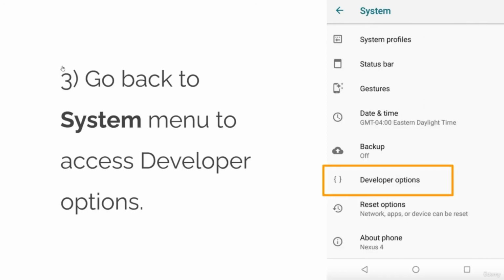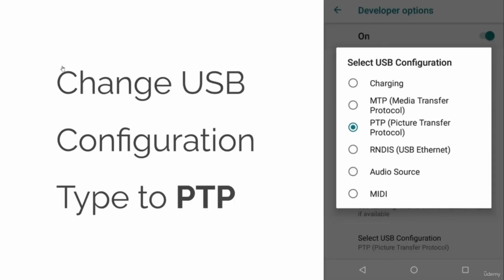Now, if you go back to the system menu on your phone, you'll actually see this new property listed called developer options, and you can click on that to access the developer options. Here in developer options as well, you want to change your USB configuration type to PTP, Picture Transfer Protocol. By default, the USB configuration is charging, which means that when you connect your phone to the computer, you've just connected it for charging. But you want to change that to Picture Transfer Protocol, meaning you can transfer pictures and therefore the camera source.